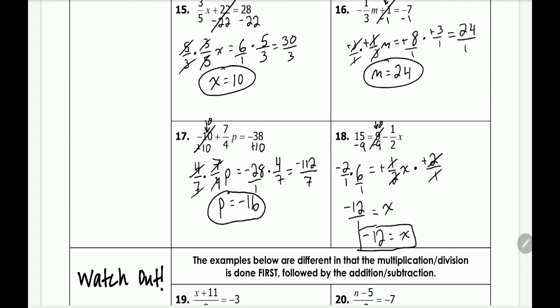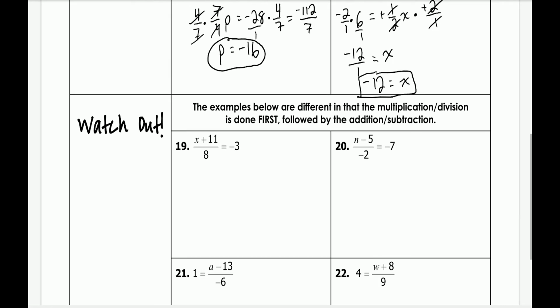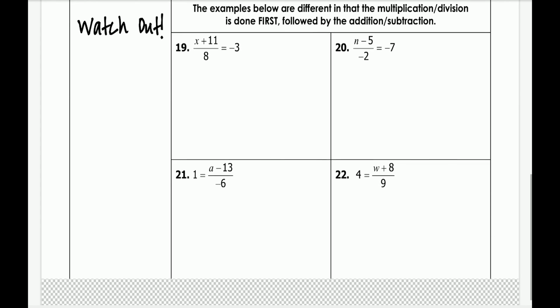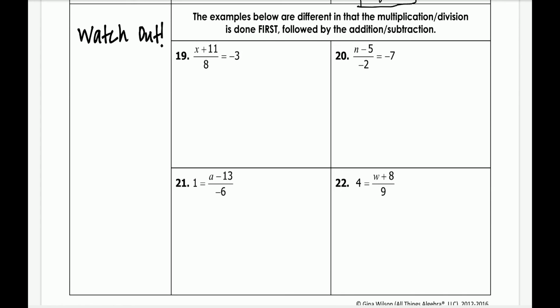So these problems aren't always like this. If we look at 19 through 22, it changes a little bit. What we have to do is get rid of the multiplication or division first, and then we do the addition or subtraction whenever the problems look like this. So we have to get rid of this division by 8, and the way we do that is we multiply by 8, and we do that on both sides. So 8 on top, 8 on bottom.